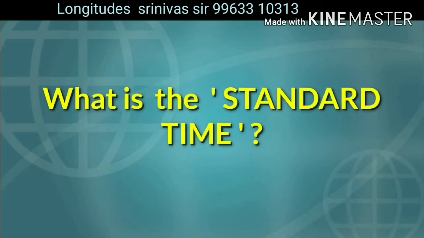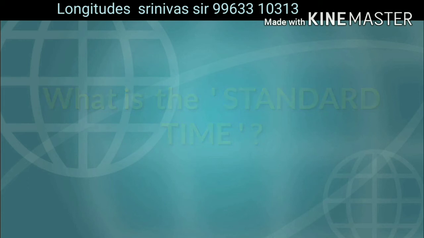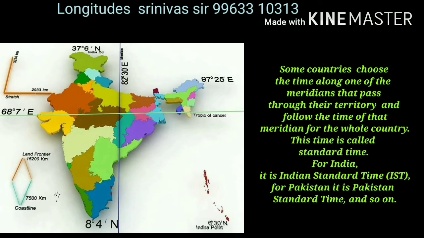What is the standard time? To avoid confusion, some countries choose the time along one of the meridians that pass through their territory and follow the time of that meridian for the whole country. This time is called standard time. For India, it is Indian Standard Time (IST). For Pakistan, it is called PST, Pakistan Standard Time.